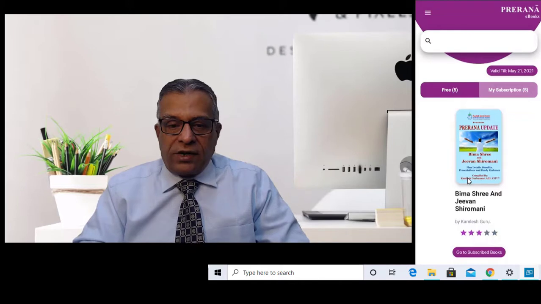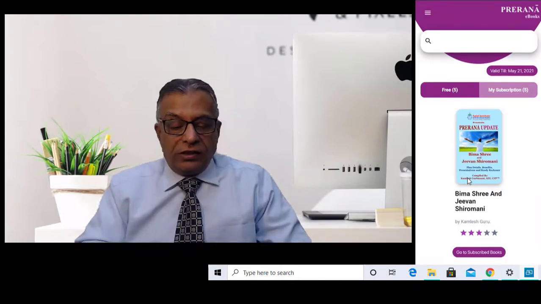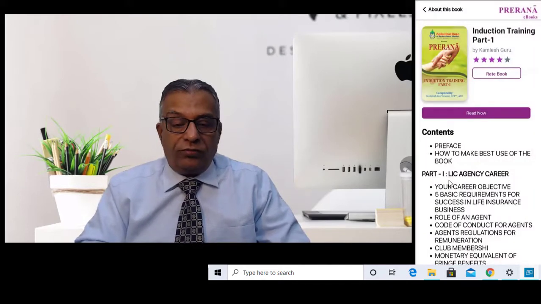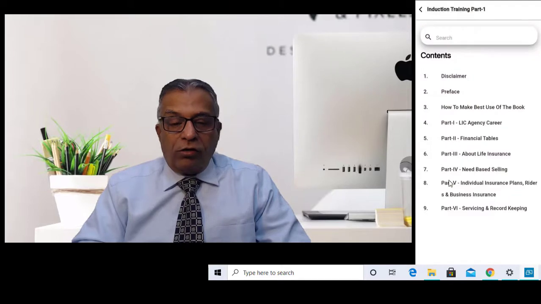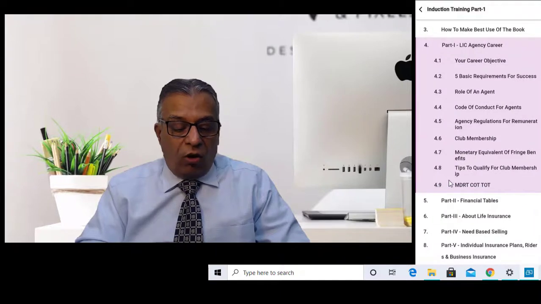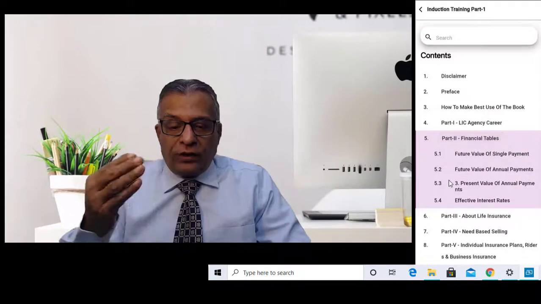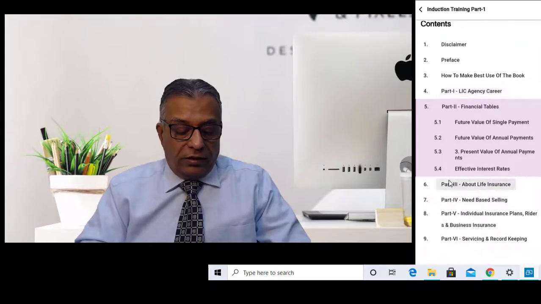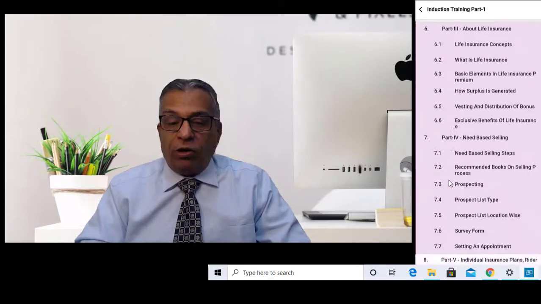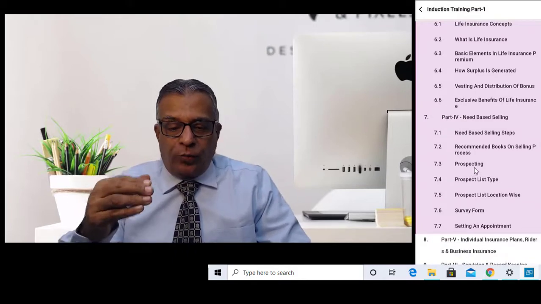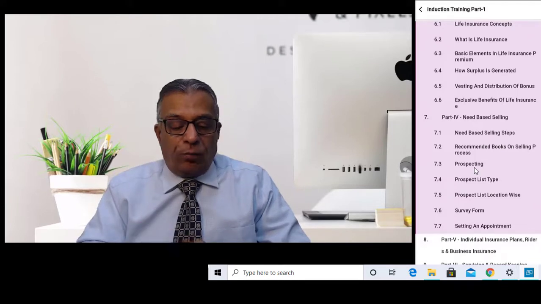Now the second part is concerned with subscription books. These have 5 books again. Number 1 is the Prerana Induction Training book. You will get how to make use of this LIC agency career, what the benefits of the agency career are, all the details, financial tables, how to calculate future values and present values, about life insurance, concepts, etc. All the concepts will be there, and more focus will be on prospecting, how to do prospecting, how to prepare the prospecting list, survey forms, and how to set up appointments.